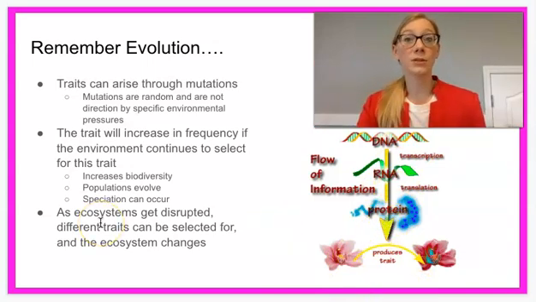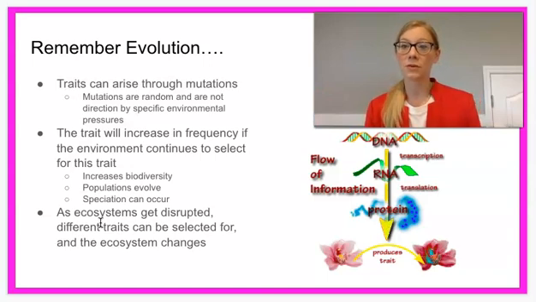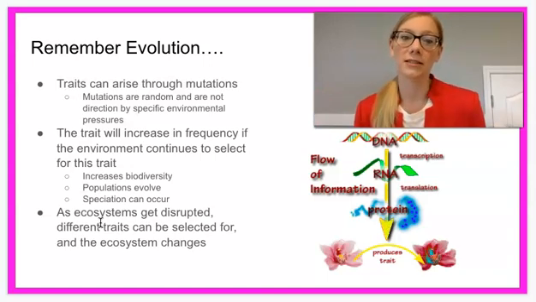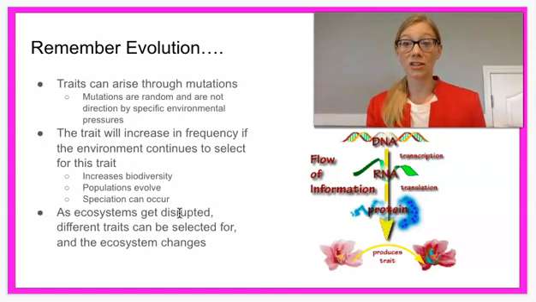And this increasing frequency of beneficial traits can increase biodiversity. It helps populations evolve. Remember, populations, not individuals. And it can cause speciation to occur too, the development of new species over time. So as an ecosystem gets disrupted, different traits can be selected for because the ecosystem changes, and now different traits may or may not be beneficial.